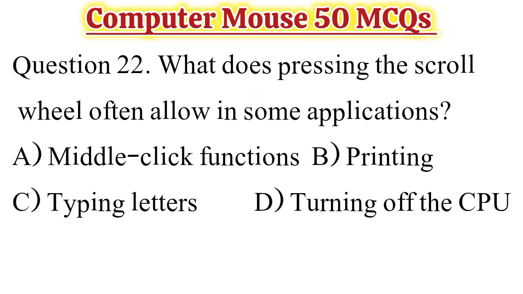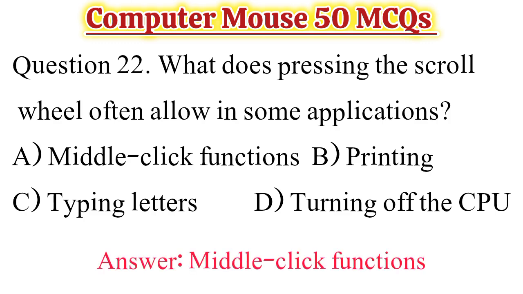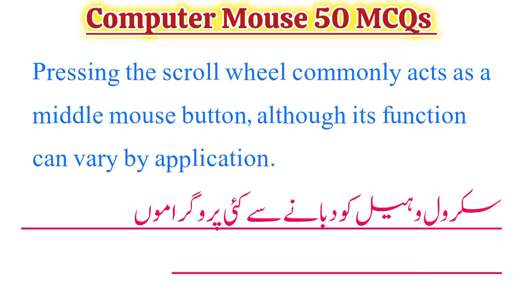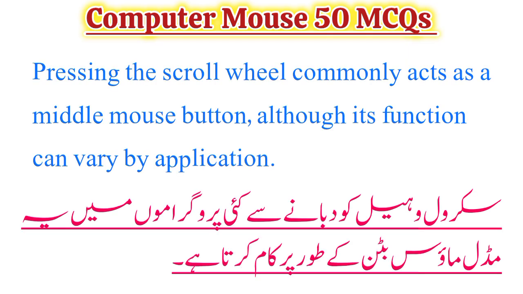22. What does pressing the scroll wheel often allow in some applications? A. Middle click functions. B. Printing. C. Typing letters. D. Turning off the CPU. Answer: A. Middle click functions. Pressing the scroll wheel commonly acts as a middle mouse button, although its function can vary by application.